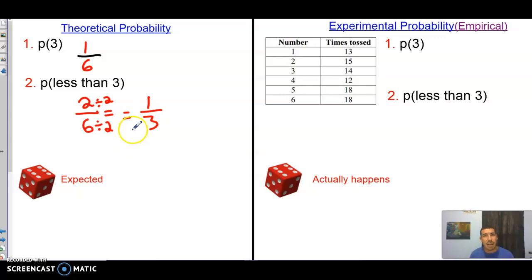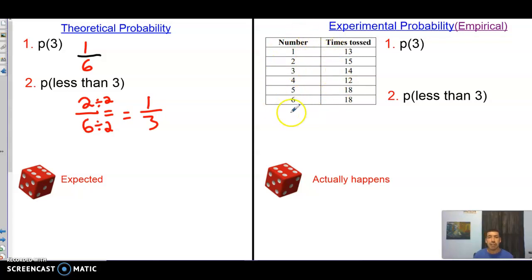After the next example, you're going to see what the difference is. Again, theoretical was what is expected. What do you think is going to happen? Now, on the right side, we have experimental or empirical. For this one, they actually have a table, okay?